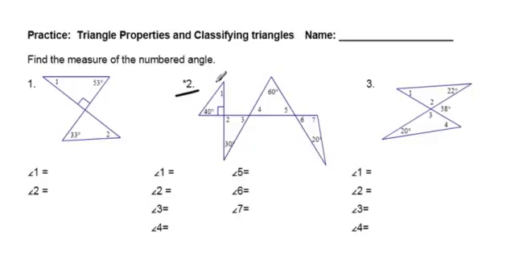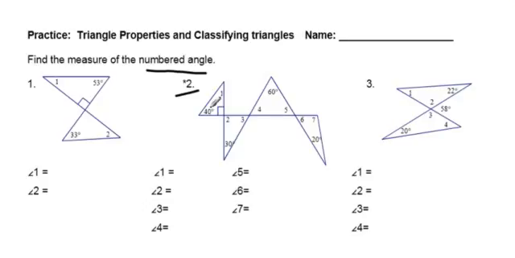Okay, number 2 expresses why knowing your vertical angles theorem and linear pairs theorem is so important every single chapter, especially in this unit. We're going to find the measure of each numbered angle.